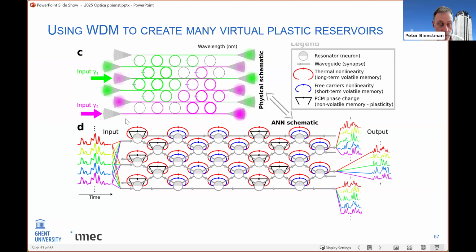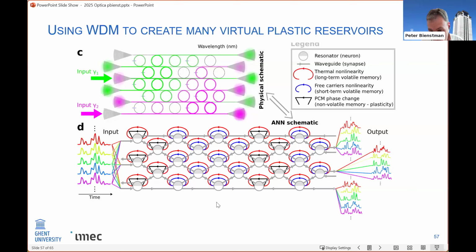Obviously, because of fabrication imperfections, not all of these resonances will be aligned. If you excite with this so-called green laser over here, of course, it's all infrared, but just for visualization purposes, then these green rings will start to resonate. If you excite it over here with this purple light, then the purple rings will start to resonate. So this is a way of having a single physical chip, but overlaid on top of that, many different interacting virtual reservoirs by playing with the wavelengths and with different input ports.